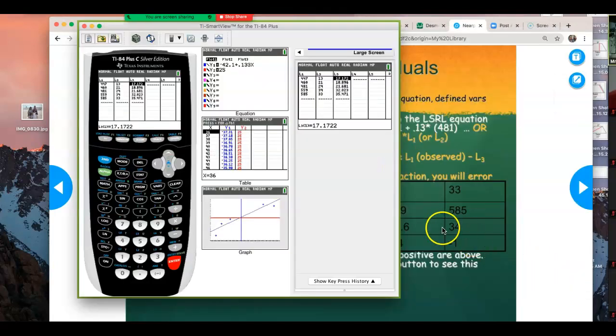Okay, now I can share my calculator. Hey, the good thing is when you go back and watch this video, you'll be able to see all the calculator stuff that I've been doing. You'll get to see it twice.